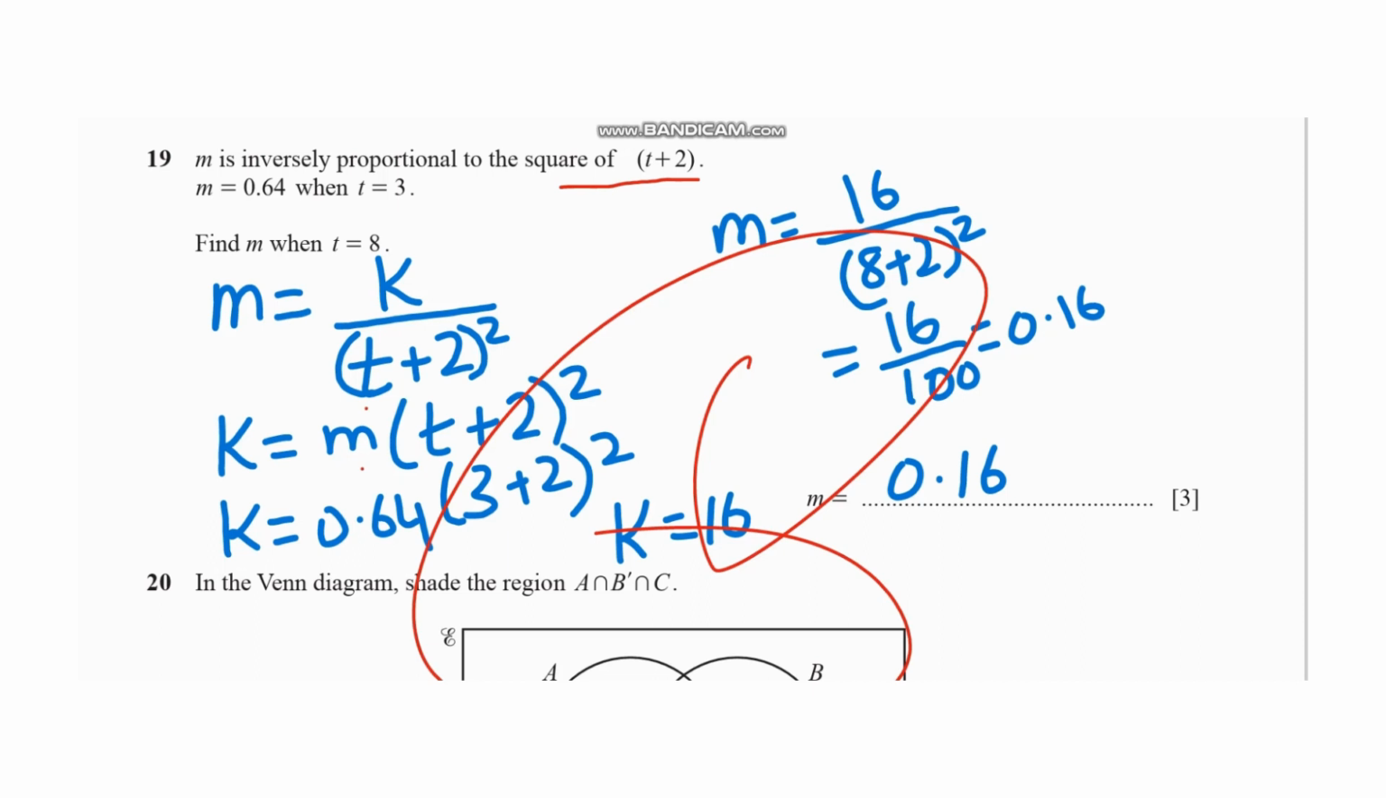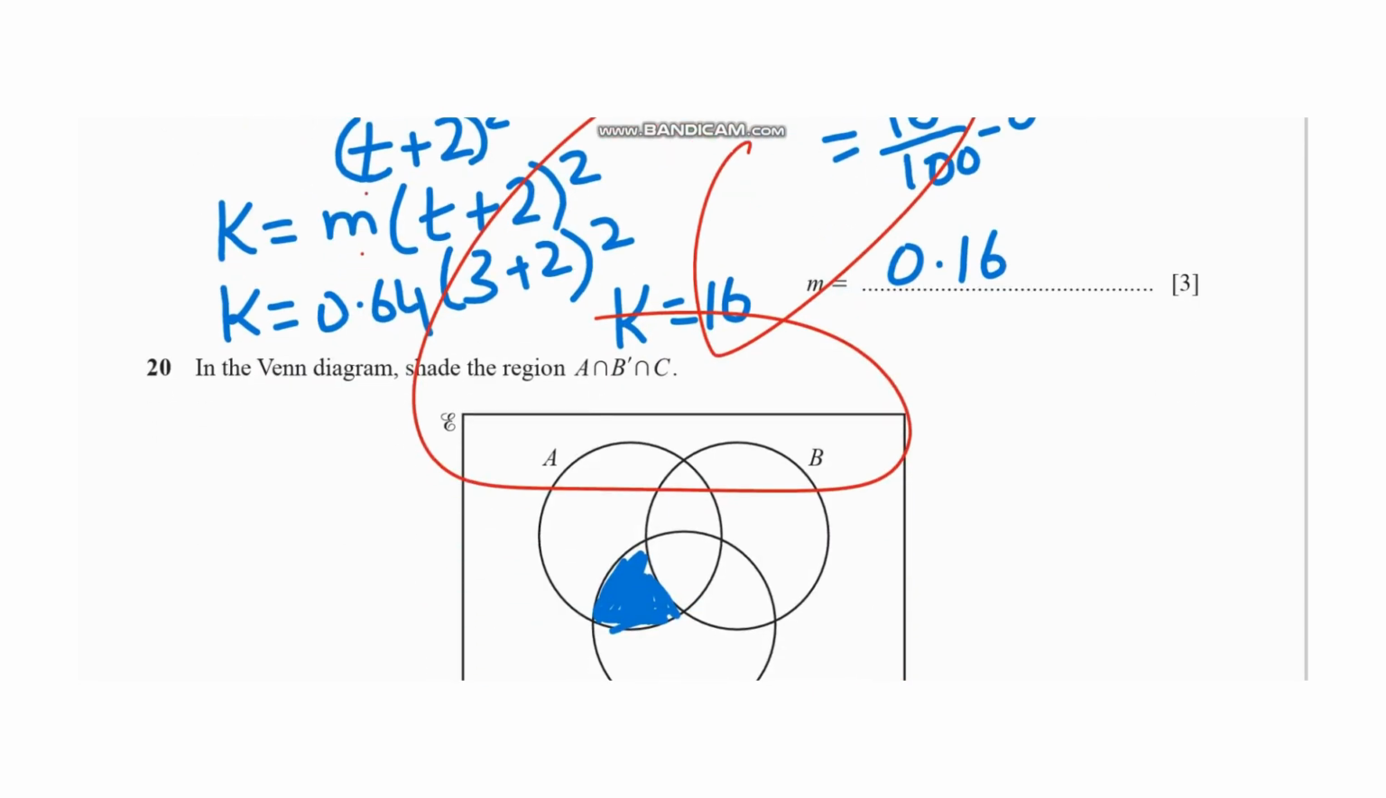We will use 0.64 as m and 3 as t. So 3 plus 2 is 5. 5 squared multiplied by 0.64 is 16. So the value of k is 16. Then when using 8 as t, we have to calculate the value of m. So 16 divided by (8 plus 2) to the power of 2, which is 100. So 16 divided by 100, that is 0.16. So the value of m is 0.16.